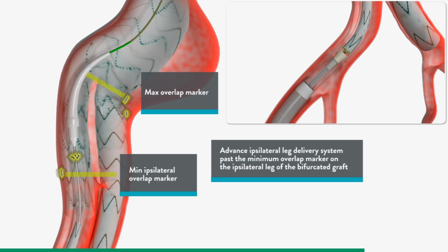Once the proximal end markers of the leg extension are past the minimum overlap marker on the ipsilateral leg, locate the distal markers of the leg extension and align them with the distal landing target location. Confirm that the proximal markers remain between the maximum and minimum overlap markers on the contralateral leg.